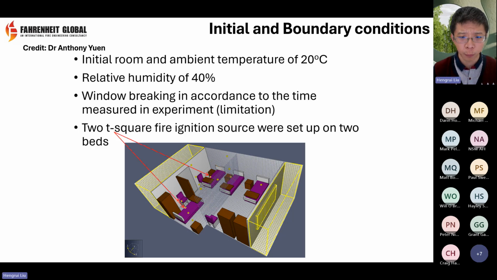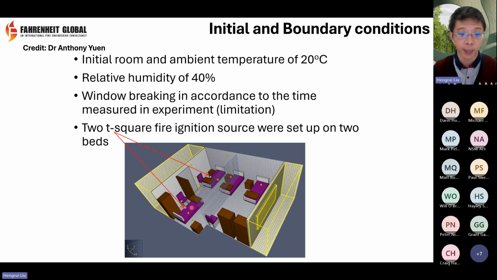We have two T-squared ignition sources set up on two beds. That recommendation was given to us by FRNSW. After the fire scene investigation, they identified this as an arson fire. The criminals lit two fires at these two locations.